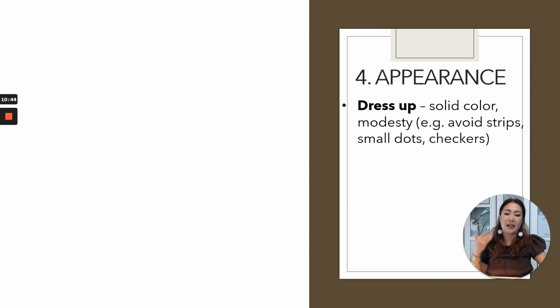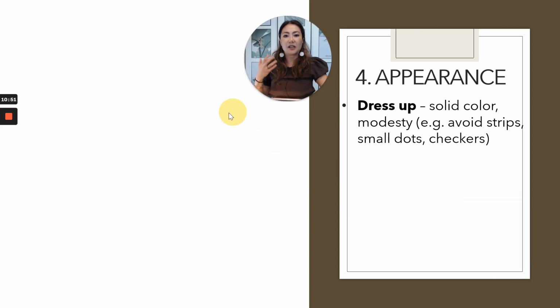Dress up a little bit, but not like you're wearing a gown. Try to wear something in solid color, and modesty is very important, so we're not showing any unnecessary parts of your body that are distracting. Avoid any stripes or small dots or small checkers. They are very distracting on the screen. They actually kind of flicker. So it's very distracting if you wear small patterns especially.